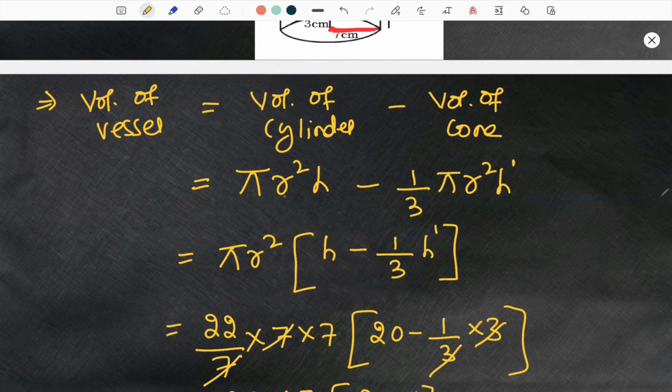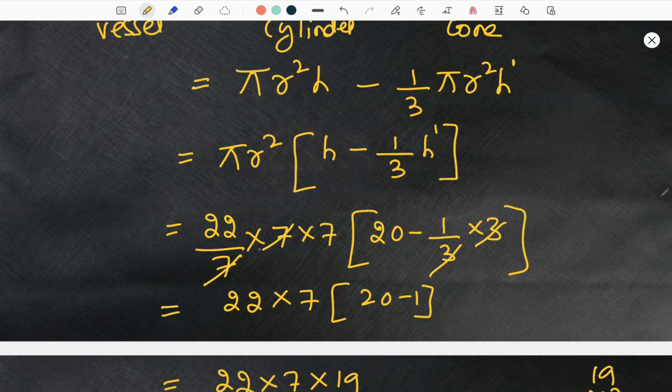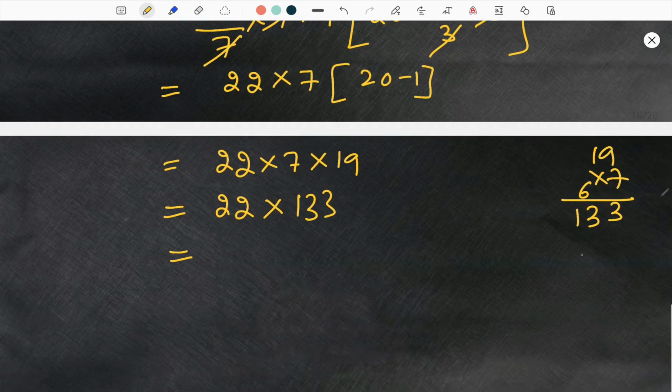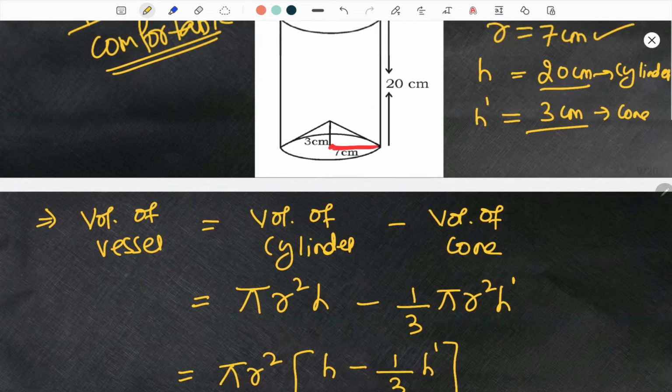Look at this, pi r square h minus 1 by 3 pi r square h dash. Pi r square I have taken common, it becomes h minus 1 by 3 then h dash. Alright, 22 by 7 into r square is 7 into 7 bracket, h is 20 minus 1 by 3 h dash is 3. Alright, so it becomes 20 minus 1. Then afterwards I have 22 into 7 into 19. 19 sevens is 133. Alright, everything is fine. Every now and then you should be checking.